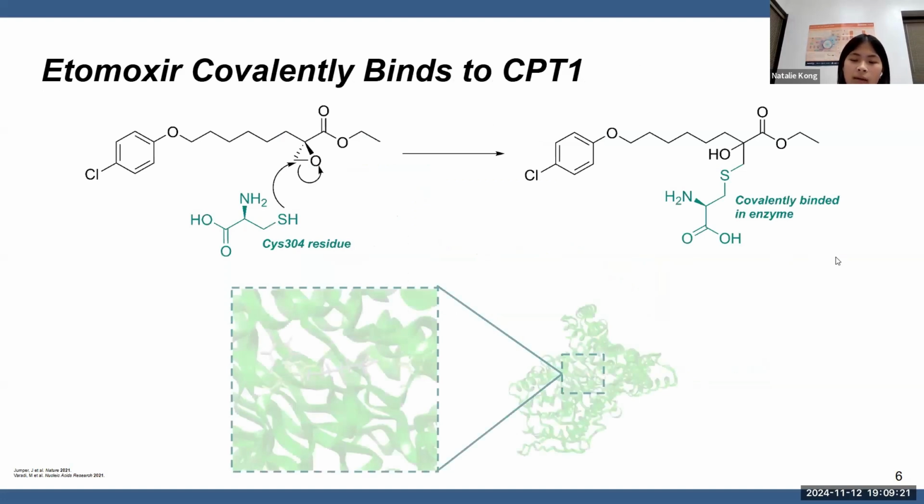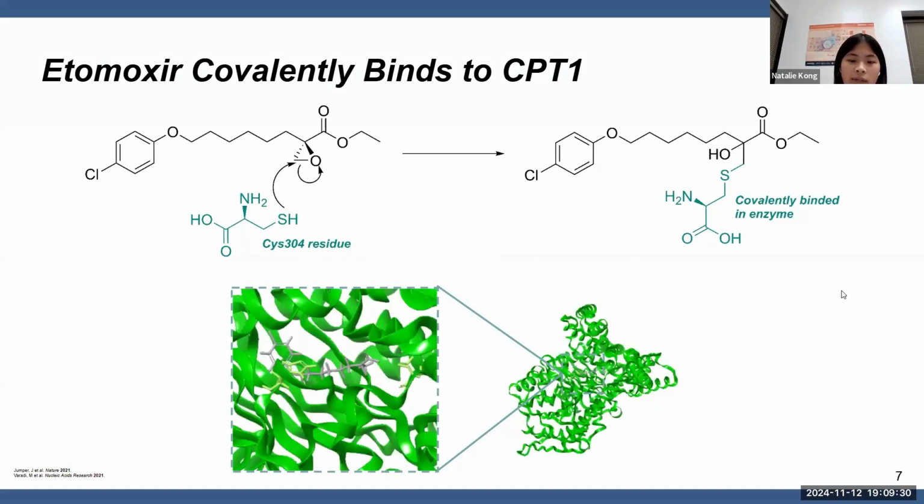Here is how Etomoxir binds to the cysteine residue within the enzyme, and here in green is how it is shown non-covalently bonded. Again, I will go over in later slides why attempting to model this reaction in silico is still a challenge today.